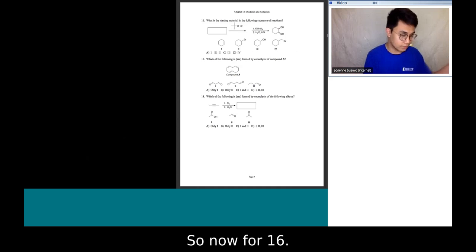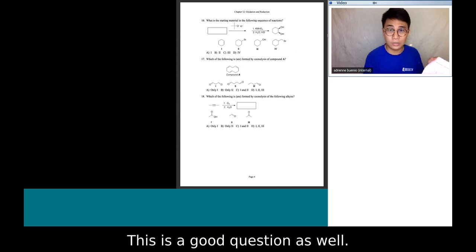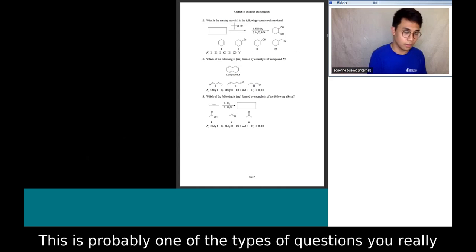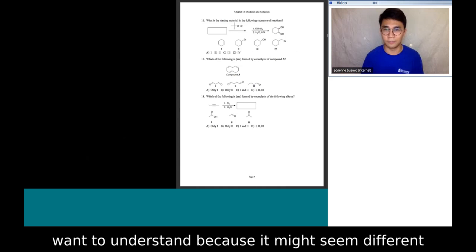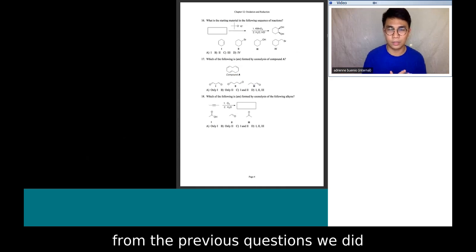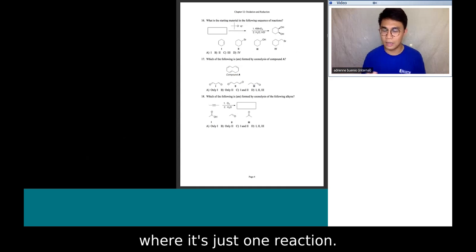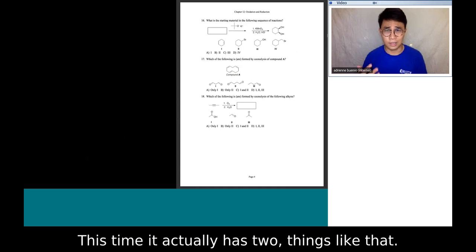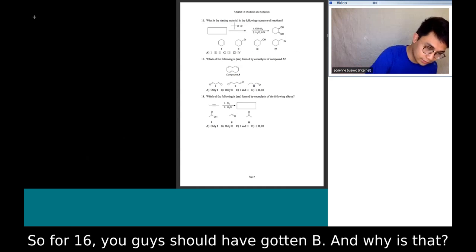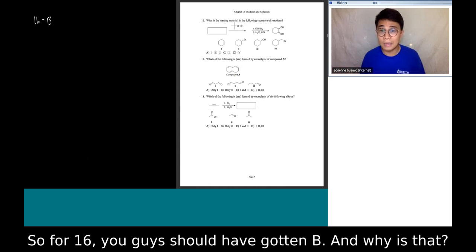Okay, so now for 16, this one's a good question as well. This is probably one of the types of questions you really want to understand because it might seem different from the previous questions we did, where it's just one reaction, right? This time it actually has two, things like that. So for 16, you guys should have gone B. And why is that?